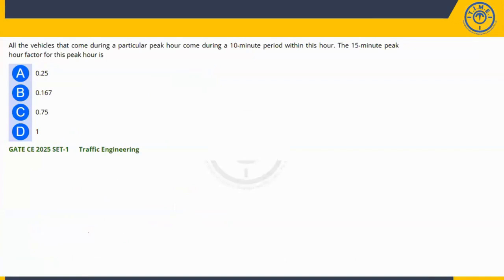All the vehicles that come during a particular peak hour come during a 10-minute period within this hour. For suppose, in a complete day, if 6 p.m. to 7 p.m. is your peak hour, he is telling all the vehicles come in a specific 10-minute time interval. Let's say some 6:20 to 6:30. Most of the vehicles are coming in this 10-minute period within this hour.